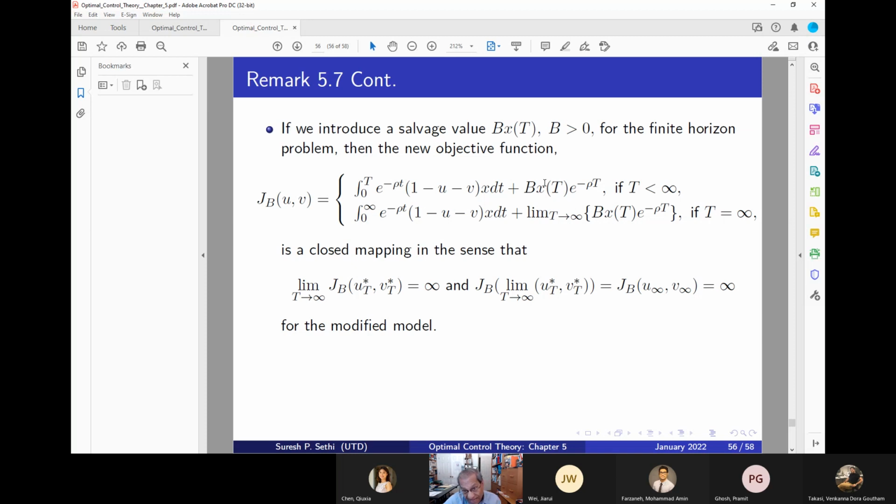If I don't put that value, then there is no value there, and the value at infinity is 0, and so the stockholders never recover any dividend ever. Here, they recover not the dividend, but the liquidation value of the firm. So now J_B is a closed mapping, because it is infinity, and the limit of the solution is also infinity, because the limit of the solution includes this term.